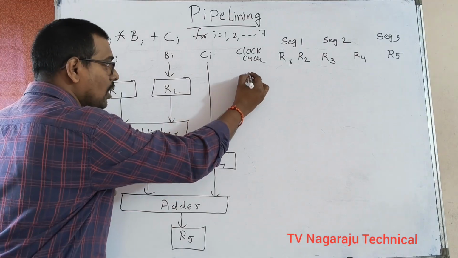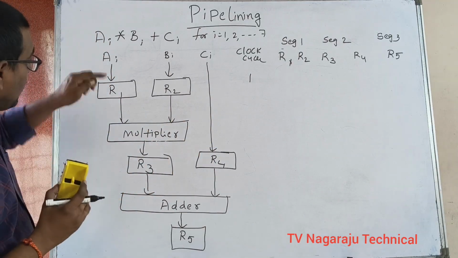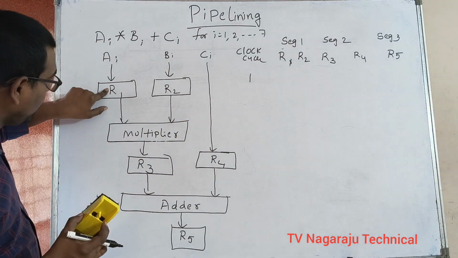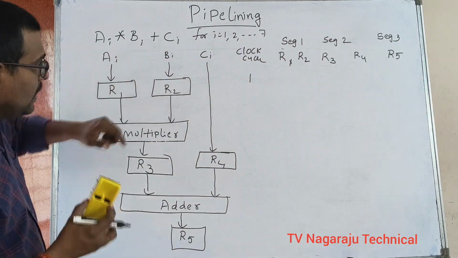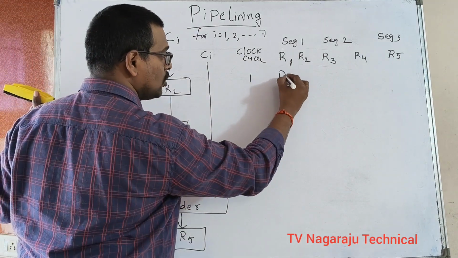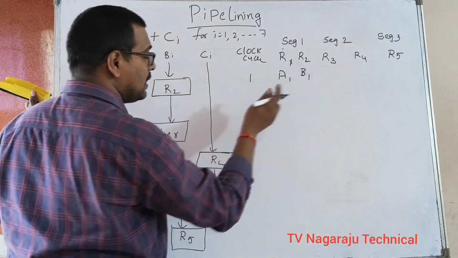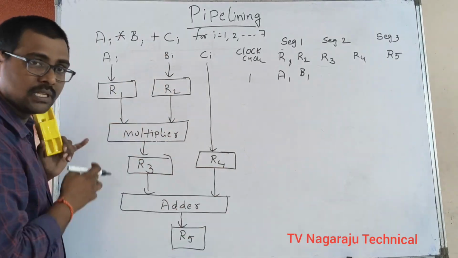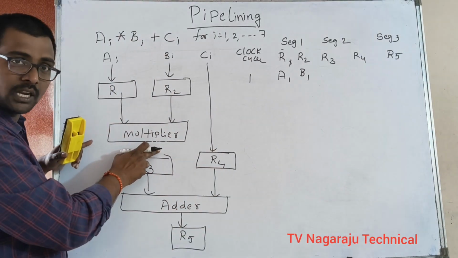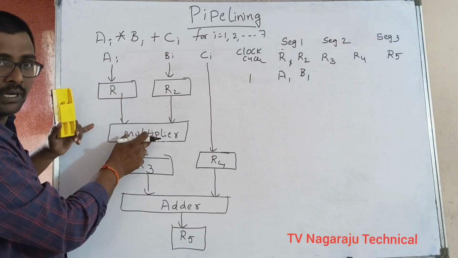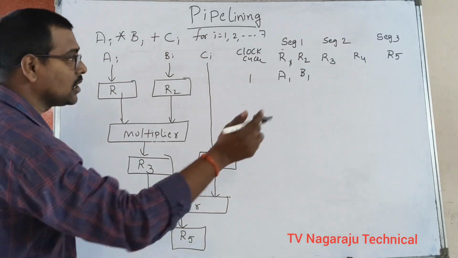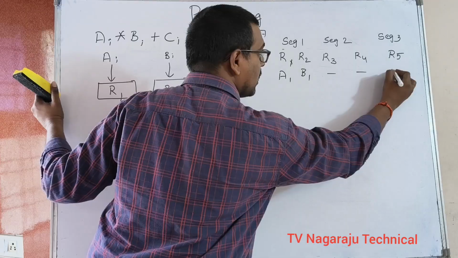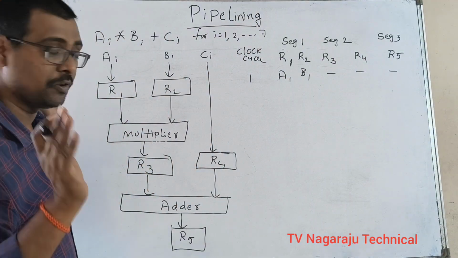In the first clock cycle, what happened? A1 is copied into R1, B1 is copied into R2. So in segment 1, this copy operation is performed. What happens in the remaining segments? Multiplication is not performed at all. After the copy only comes multiplication, and after that only addition. So in the first clock cycle, the remaining segments are free.